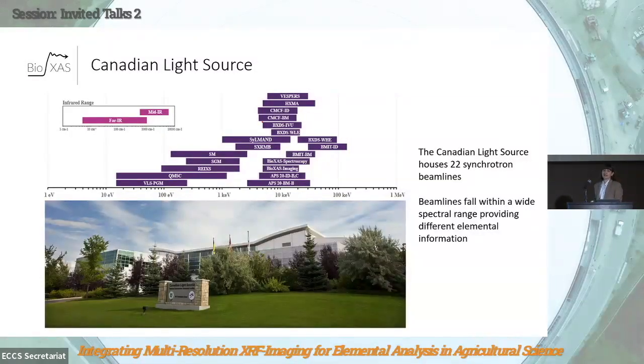So the Canadian Light Source is the only synchrotron facility in Canada. It is a third generation facility. It houses 22 synchrotron beamlines, and the beamlines' energy ranges fall within very wide ranges, including infrared, soft X-ray, tender, and hard X-ray regions.